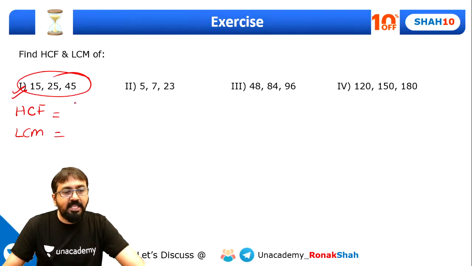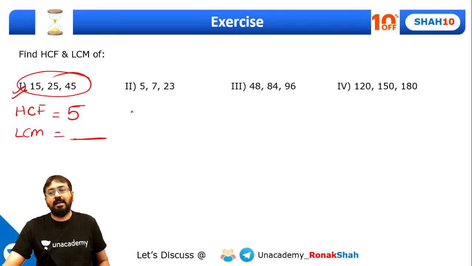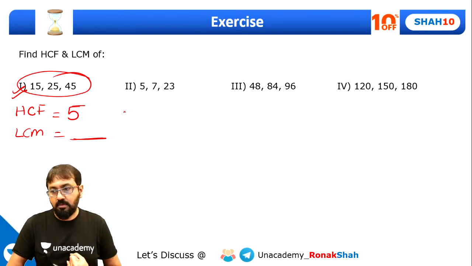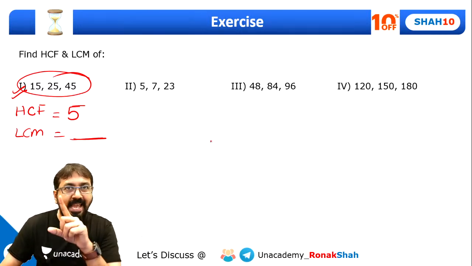15, 25, 45. What will be HCF? 5 आएगा कि नहीं सीधे सीधे? हाँ, अभी LCM क्या आएगा? What will be the LCM? Correct. HCF is 5. Guys, tell me the LCM quickly. No, Arsh, it's not 675. That's incorrect. अच्छा एक सेकेंड guys, you can't use that L वाला method over here.